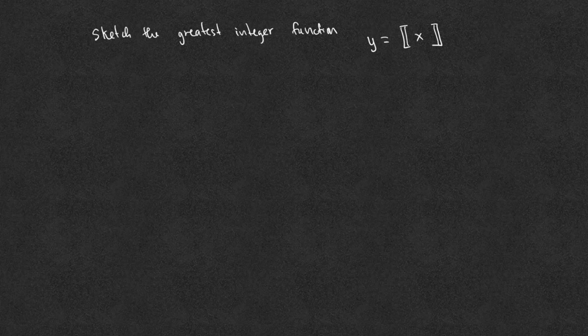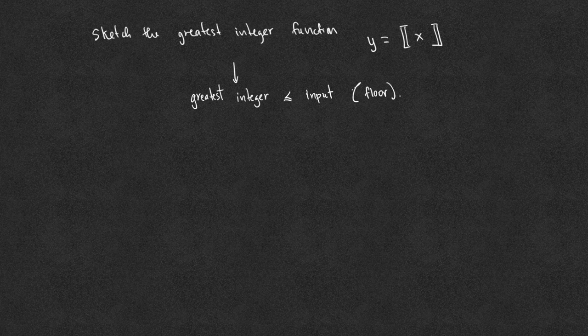Sketch the graph of the greatest integer function. The greatest integer function is the function that gives an output that is an integer. But this integer as an output has to be the greatest, the largest of all of the integers that are less than or equal to the input. This is why the greatest integer function is also known as the floor function, and so it is below.